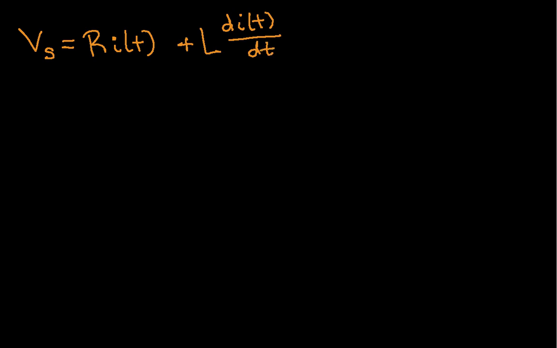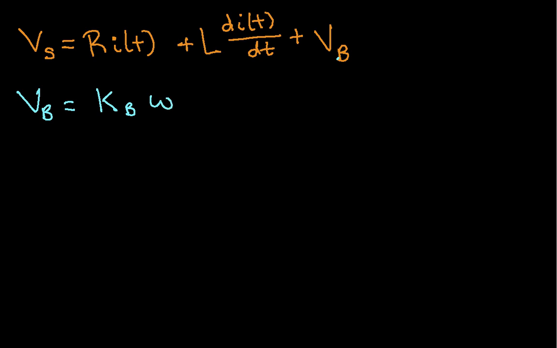Okay, so let me rewrite quickly the equations that we had. We had Vs is equal to R i of t plus L di dt plus the back EMF. Okay, we had the back EMF is the back EMF constant K sub B times omega.